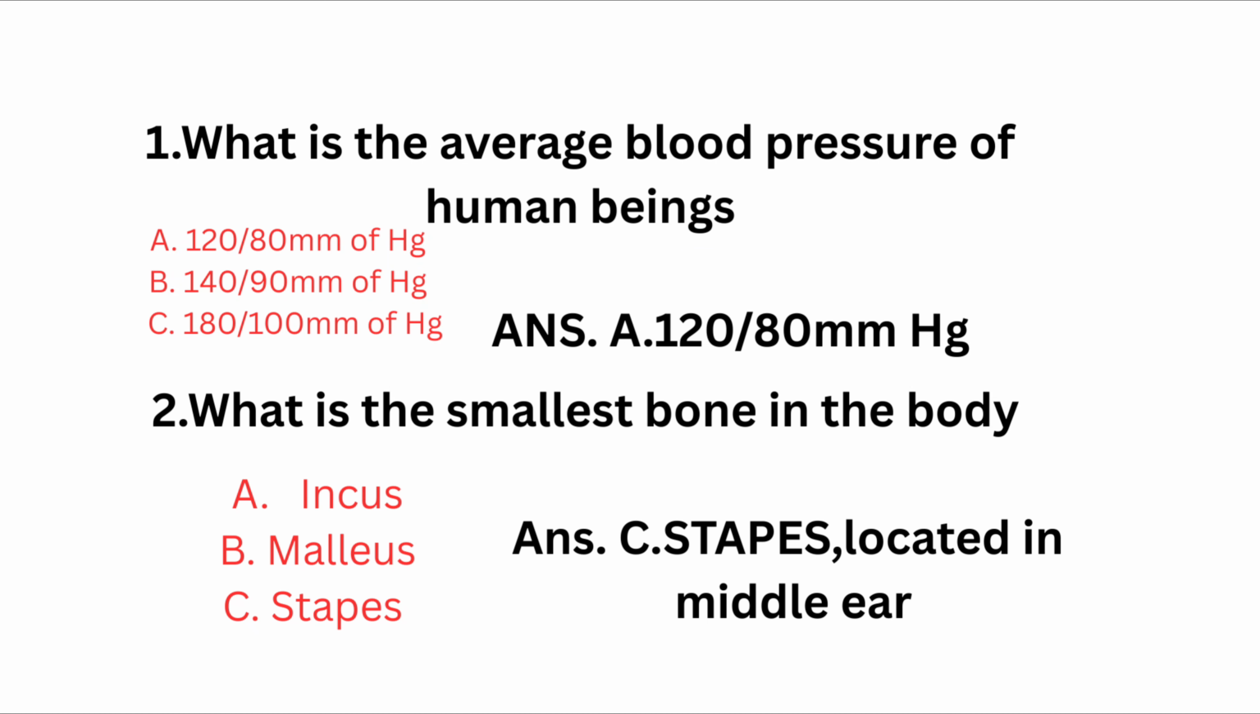What is the average blood pressure of human beings? A, 120 by 80, B, 140/90, C, 180 by 100 mmHg. Answer A, 120 by 80. Number 2. What is the smallest bone in the body? A, incus, B, malleus, C, stapes. Answer C, stapes, located in the middle ear.